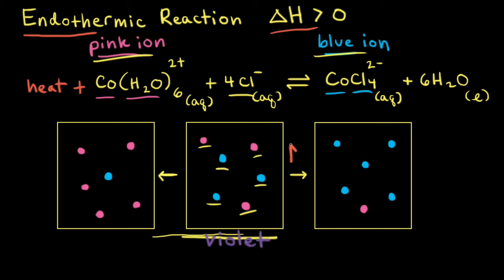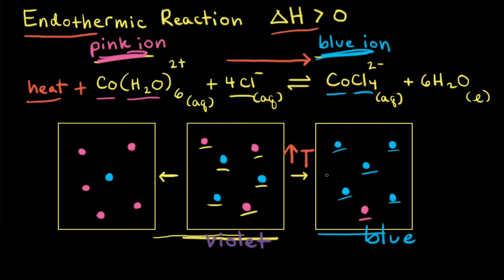If we were to increase the temperature, for this endothermic reaction, we treat heat like a reactant. So increasing the temperature is like increasing the amount of a reactant, and therefore the net reaction will shift to the right to get rid of some of that reactant. When the net reaction goes to the right, we're going to increase in the amount of blue ion, and we're going to decrease in the amount of pink ion. Therefore, looking at this particulate diagram on the right, there are now more blue ions than there are pink ions compared to our equilibrium mixture in the middle. Therefore, for this third particulate diagram, the resulting aqueous solution is going to look blue.